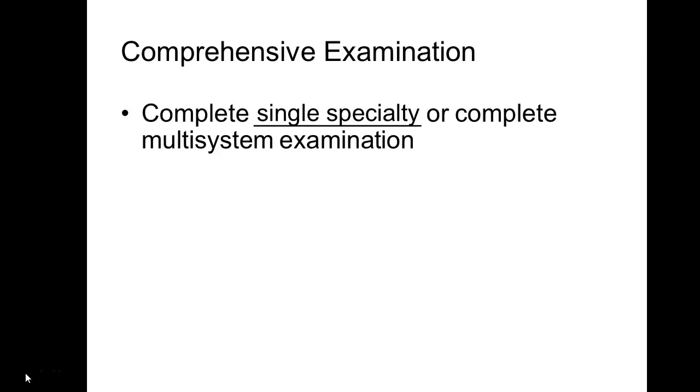A comprehensive exam. We have 2 different types of comprehensive exams. We could do a complete single specialty exam, which means we check out every single portion of one organ system, or we can do a complete multi-system examination, which is what our primary cares are more likely to do, versus a specialist who might do a complete single specialty examination.